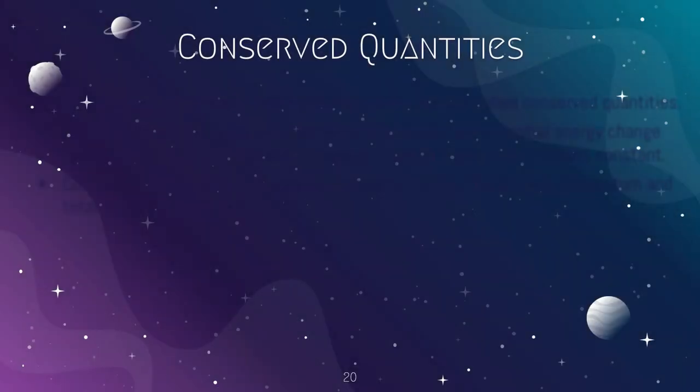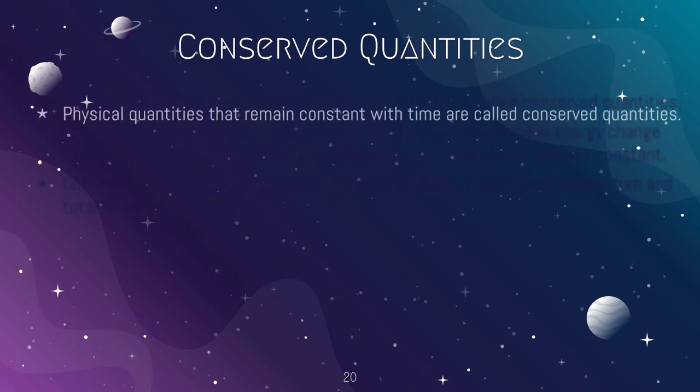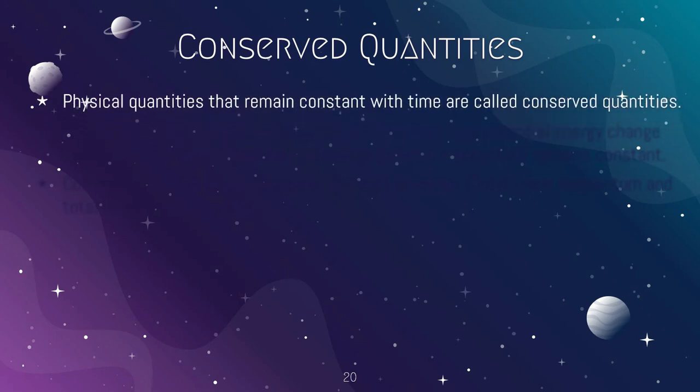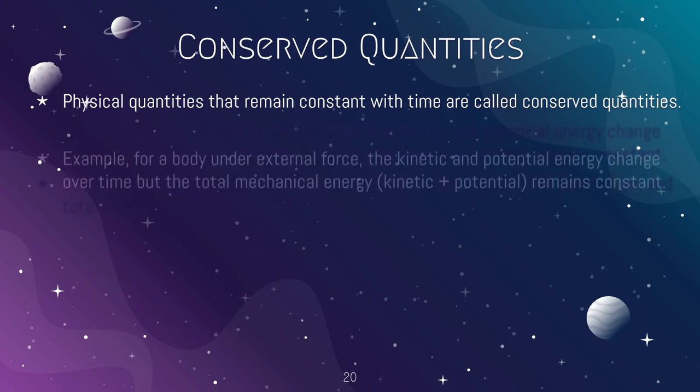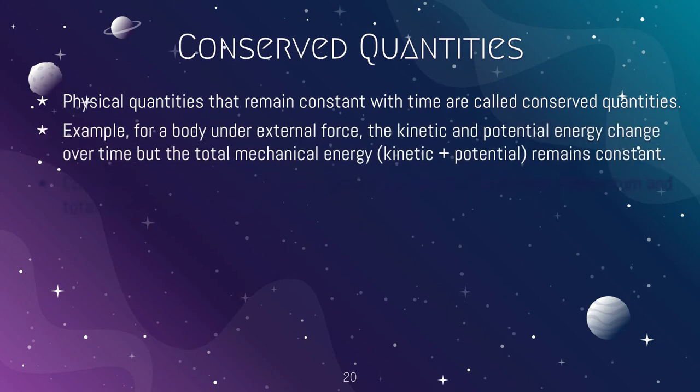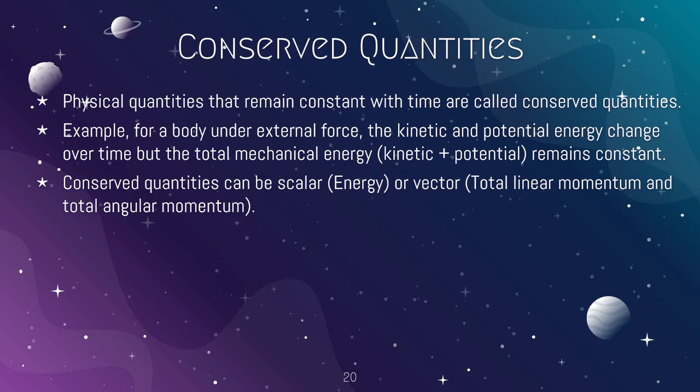The next topic we are having is conserved quantities. Before studying the conservation laws, we should know what are conserved quantities. The physical quantities that remain constant with time are known as conserved quantities. For example, if a body is under external force, the kinetic and potential energy change over time but the total mechanical energy remains constant. Also, the conserved quantities can be scalar and vector.